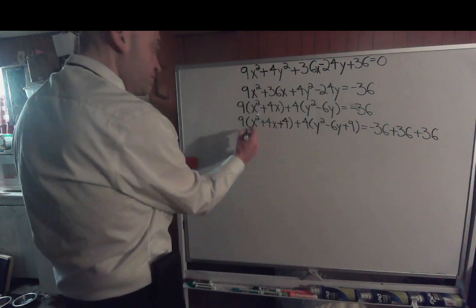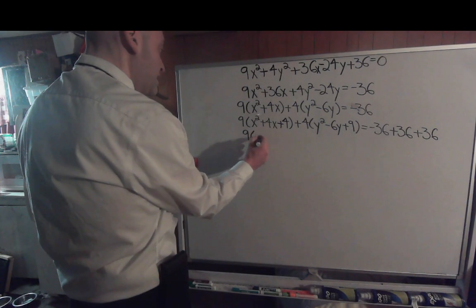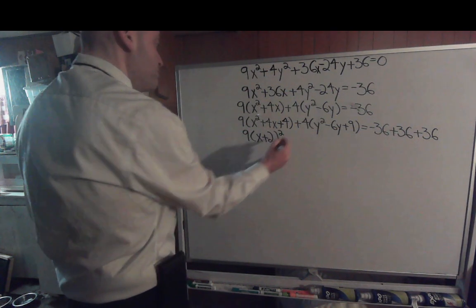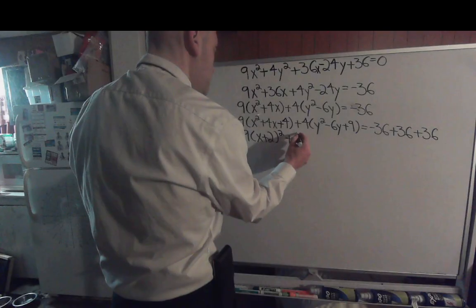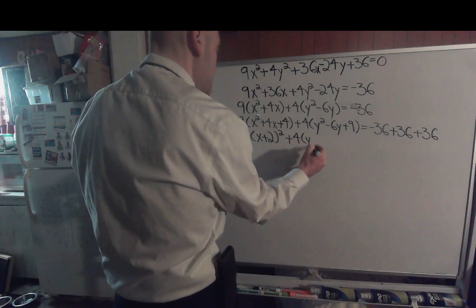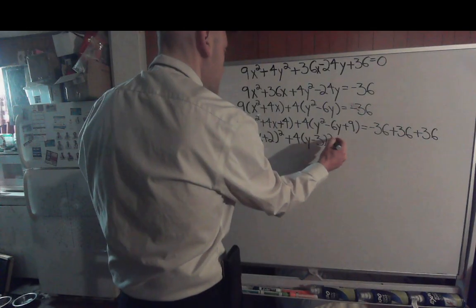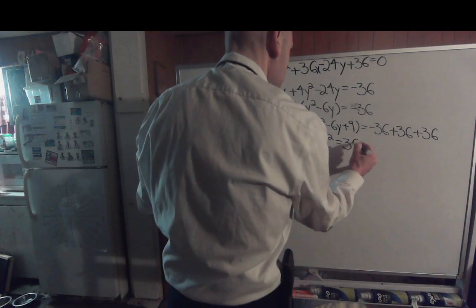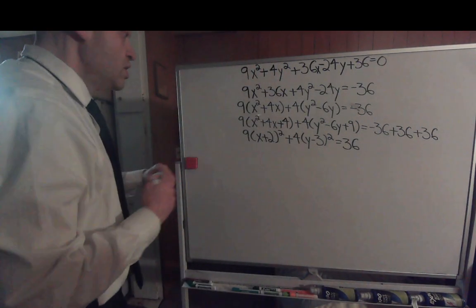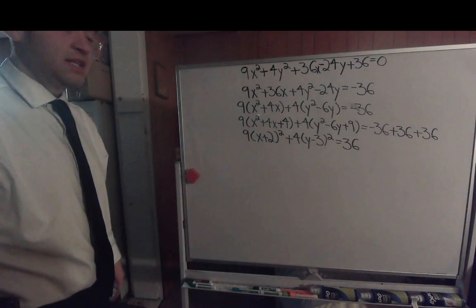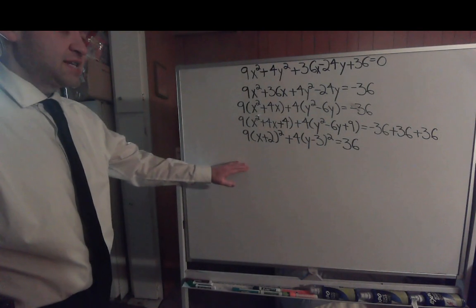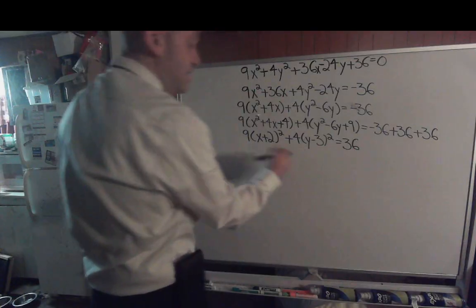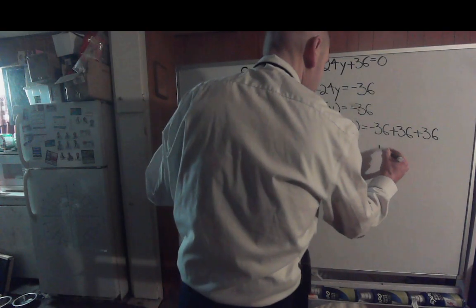So on the left, this will factor into 9 times quantity x plus 2 squared plus 4 times quantity y minus 3 squared is equal to, on the right side, positive 36. Well, this is really starting to look like an ellipse, isn't it? If we were to classify this, this is definitely an ellipse. So we got that part down.